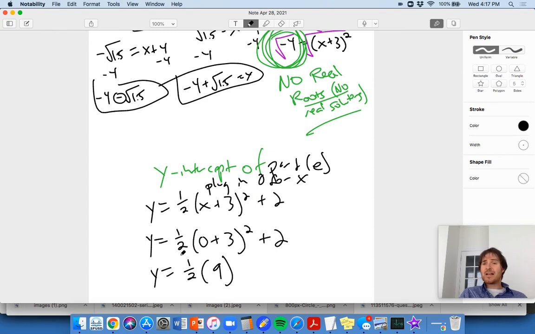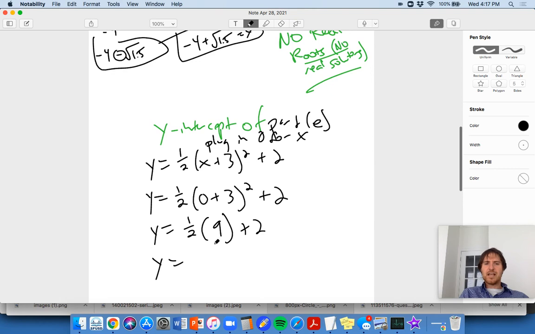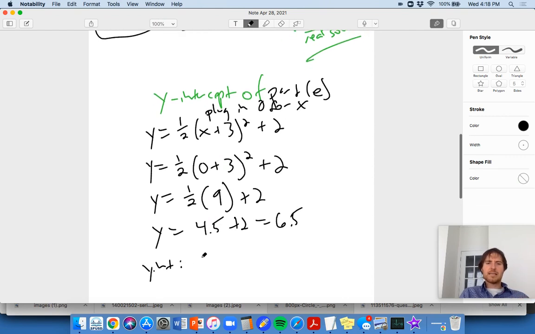Remember, PEMDAS is your rule here. PEMDAS is your best friend, order of operations. What do I got to do? I got to clean up my parentheses: 0 plus 3 is just 3. Then exponents: 3 squared is 9. Now I got to think about multiplication next, so I do the 1/2 times 9 first. 1/2 times 9 is 4.5, it would just be 9 divided by 2. That's 4.5 plus 2, and I get 6.5. So my y-intercept is at 0, 6.5.